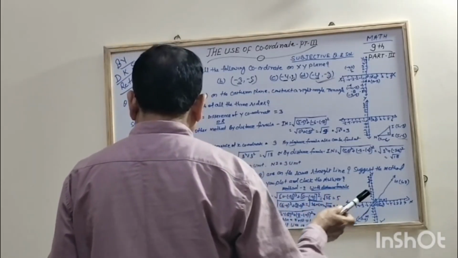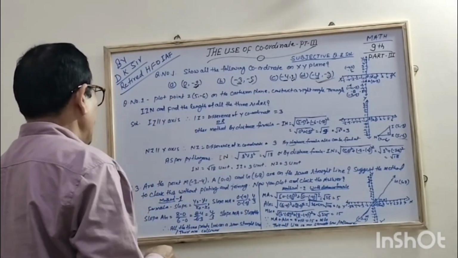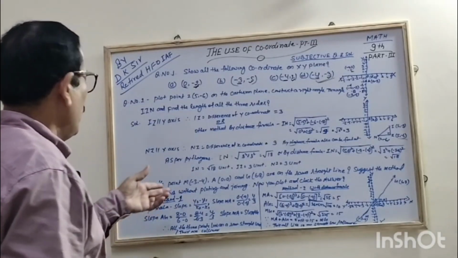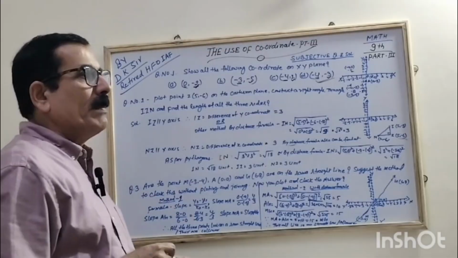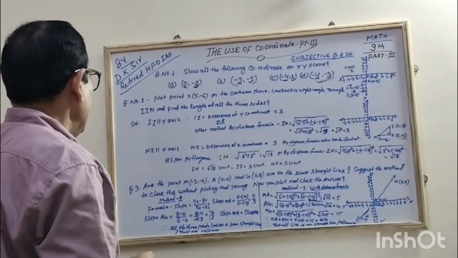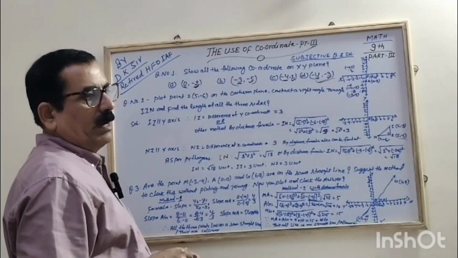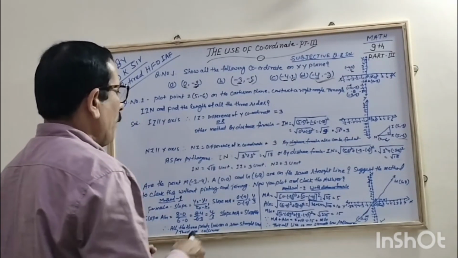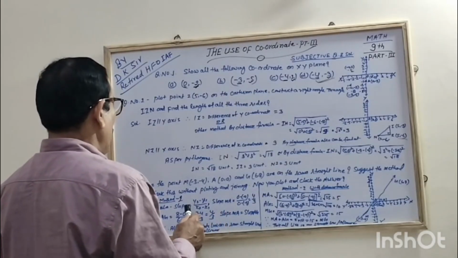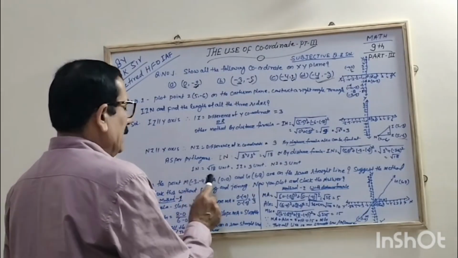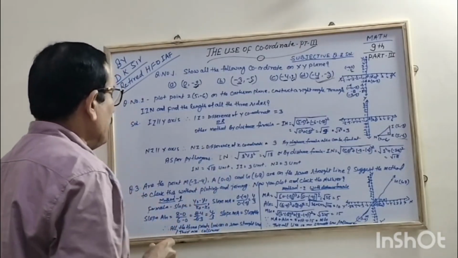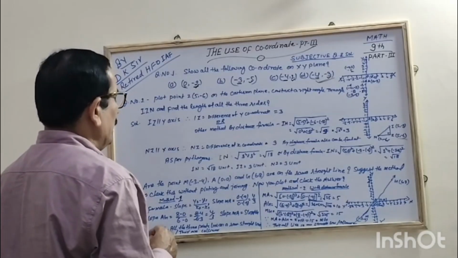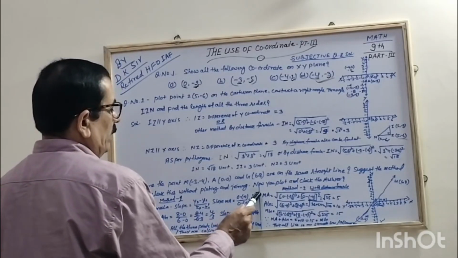So what can we do to check without plotting and joining? There are two methods I will suggest. Whichever you feel, you should remember the formula. What is the formula of the slope? The slope is always the difference of the y coordinates by the difference of the x coordinates, correct? So you can find the slope between the point M and A. The line MA makes a slope of how much? When we do it, we are going to get 4 by 3.